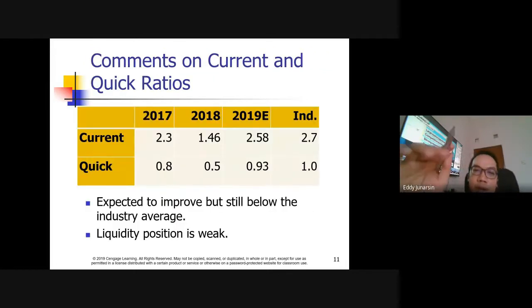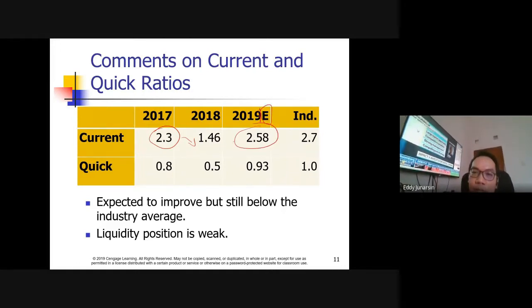If we compare the time series, you see the pattern there: 2.3, dropping to 1.46 and then increasing to 2.58, or to 2019, which at that time was still an expected figure. And then the industry average is 2.7. So you see here the firm's liquidity position is not as strong as that of the industry.